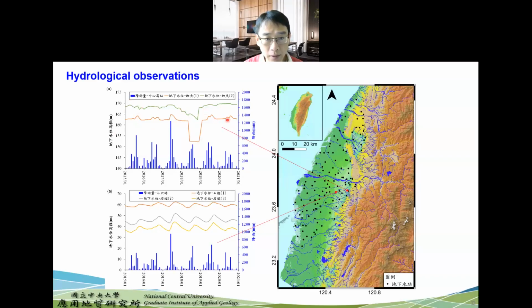Okay, the wells have different depths. We have the serial groundwater observation with 3 different depths. We have the rainfall patterns. So we can use the rainfall to set up the recharge, and use the groundwater observations to set up the boundary condition.